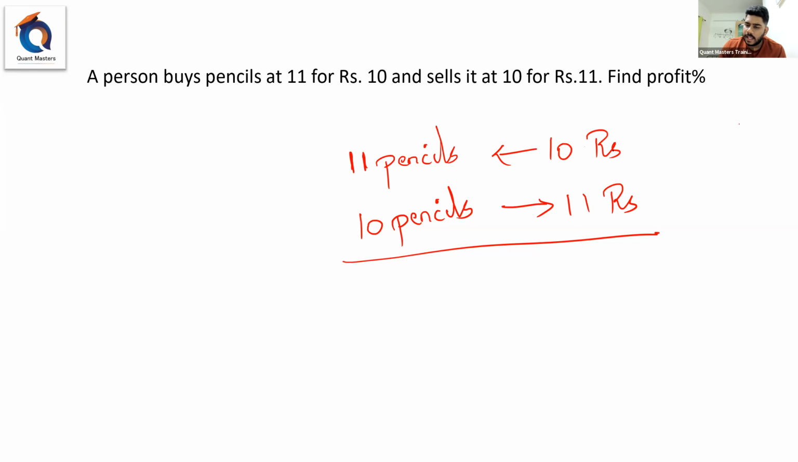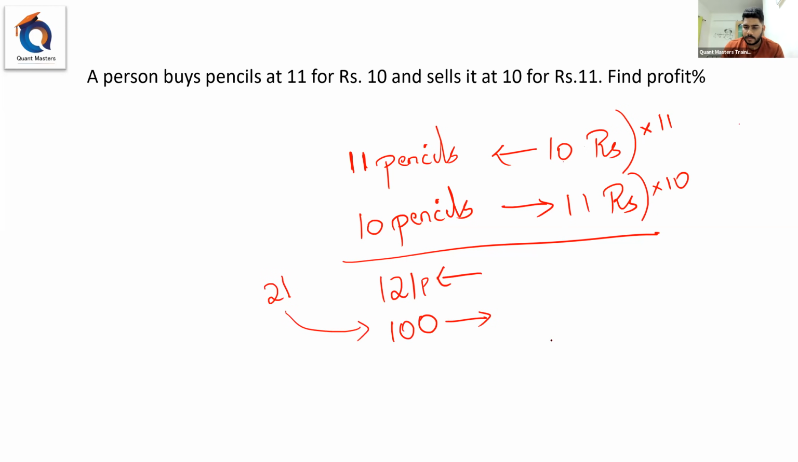10 and 11, LCM of 10 and 11 is 110. So 110 means I should multiply this by what? 10 times 11 is 110, 11 times 10 is 110. Now you tell me 11 into 11 is what? 121. And 10 into 10 is what? 100. So I am buying 121 pencils and I am selling how many pencils? I'm selling 100 pencils. So I'm getting a profit of 21 pencils over 100. 21 over 100 is nothing but 21% profit.